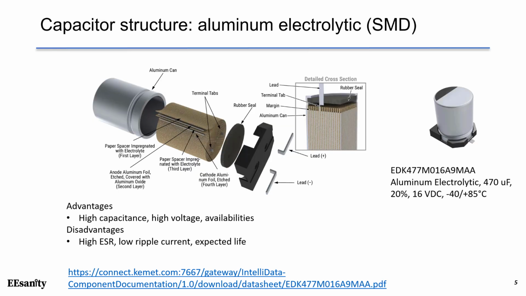This slide shows the structure of a surface mount aluminum electrolytic capacitor. As shown in the picture, this is a 470 microfarad, 16 volt DC, minus 40 degrees C to 85 degrees C capacitor. The major difference is it uses surface mount leads for soldering on the PCB.